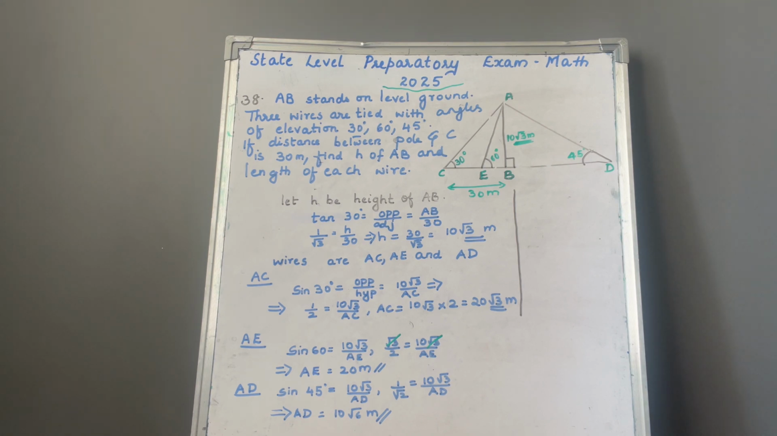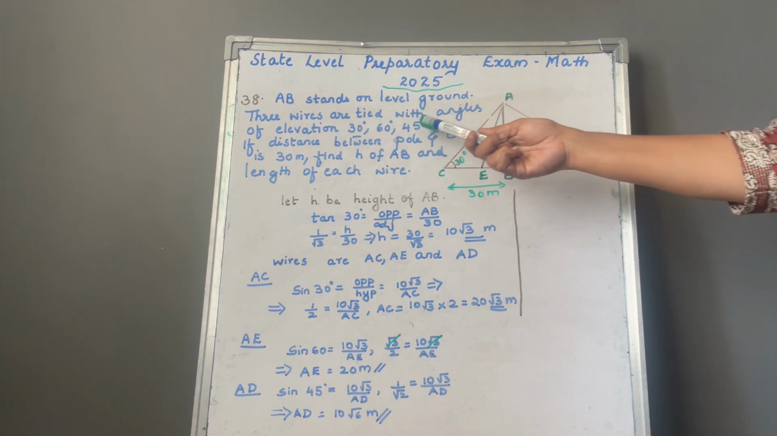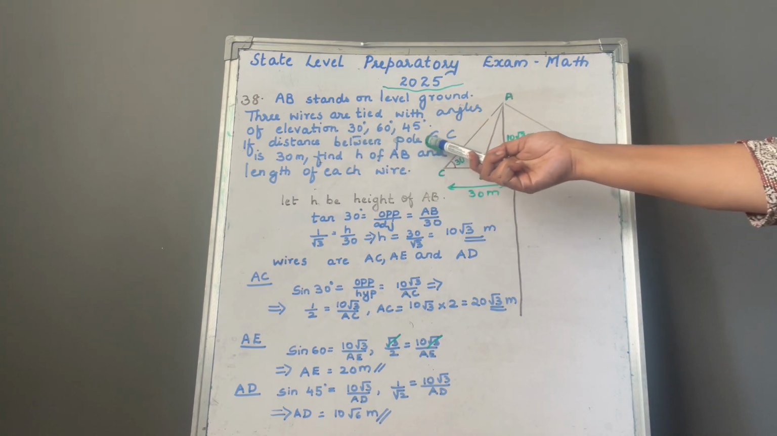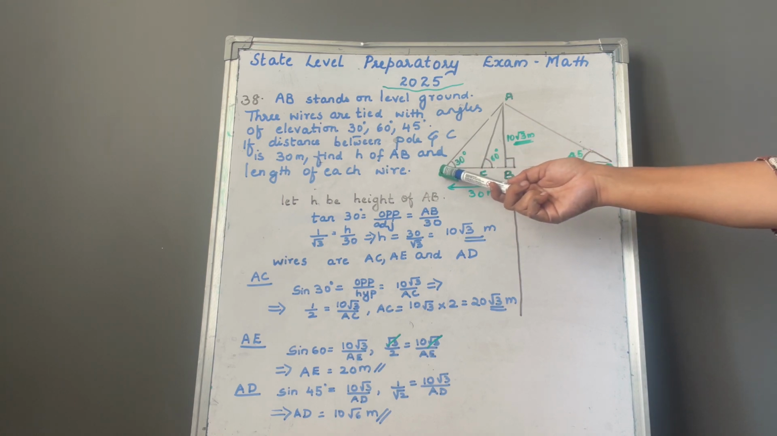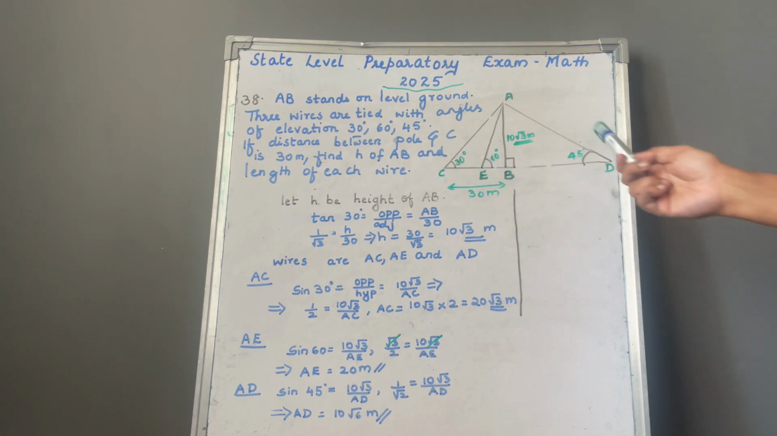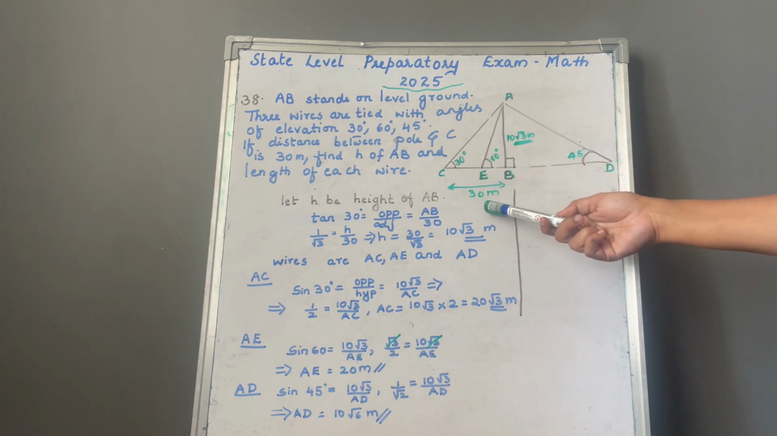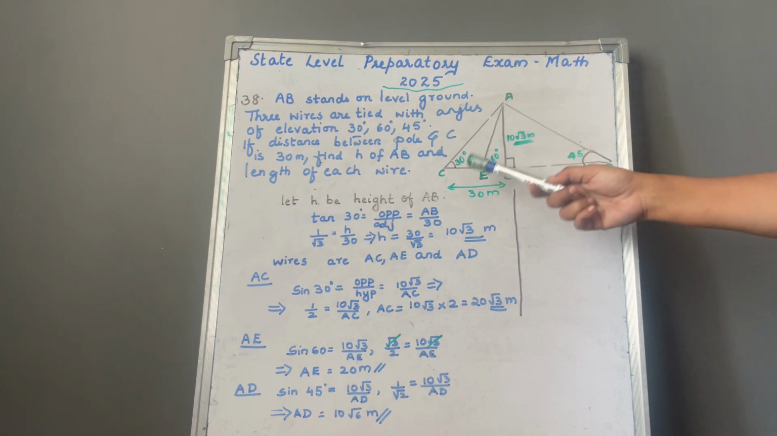So the question is: AB, a pole, stands on level ground. 3 wires are tied with angles of elevation 30 degree, 60 degree and 45 degree respectively. The pole AB and the pegs C, D and E are the 3 pegs to which the wires are tied. The distance between the peg C and the pole is 30 meters. Find the height of the pole AB and the length of each wire.